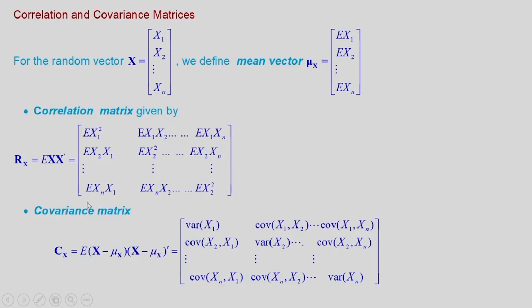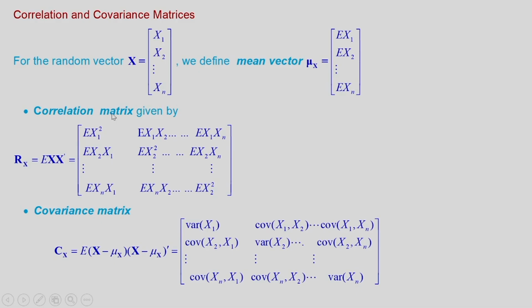Now, let us see how to characterize random vectors in terms of mean, correlation and covariance. So, for random vector X, we define the mean mu x, which is again a vector, and its components are the individual means. So, mu x is a vector consisting of E[X1], E[X2] up to E[Xn].